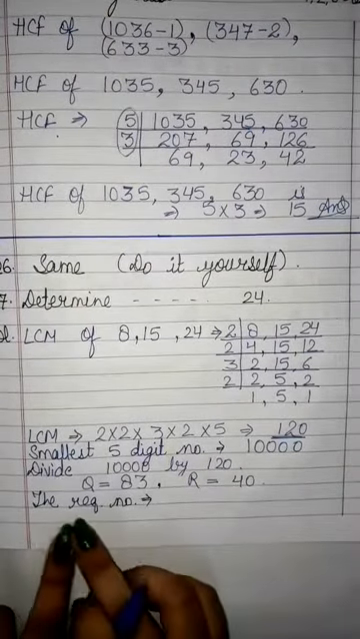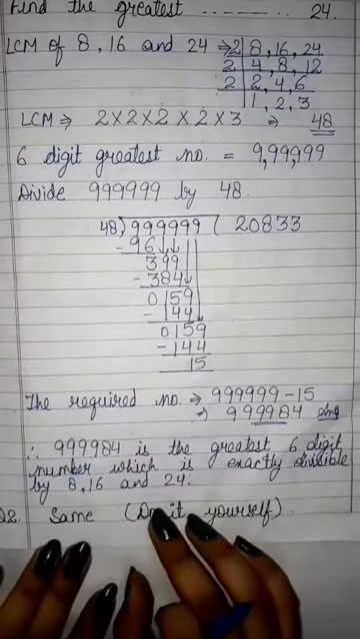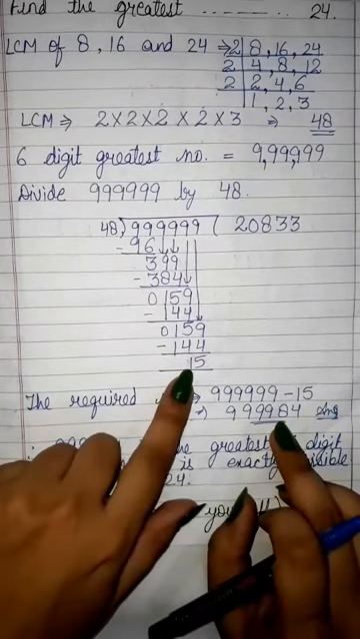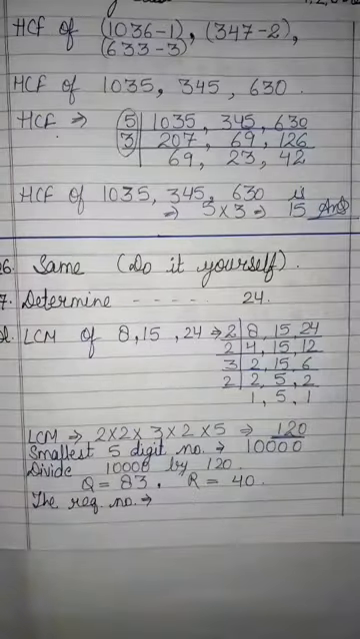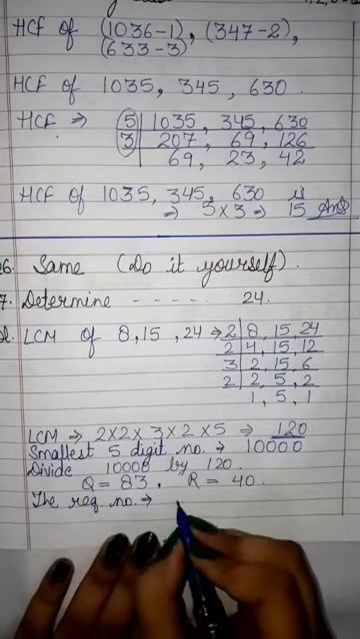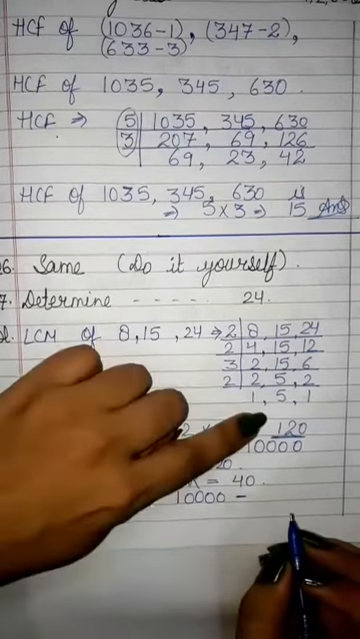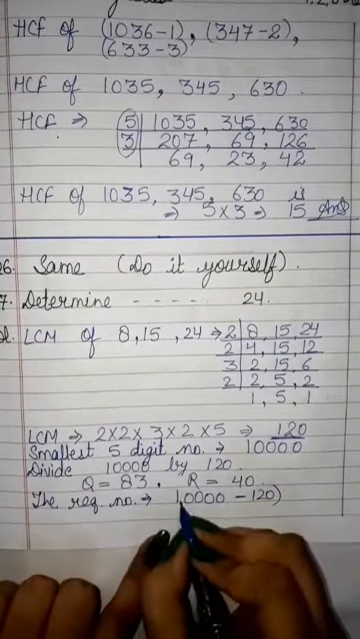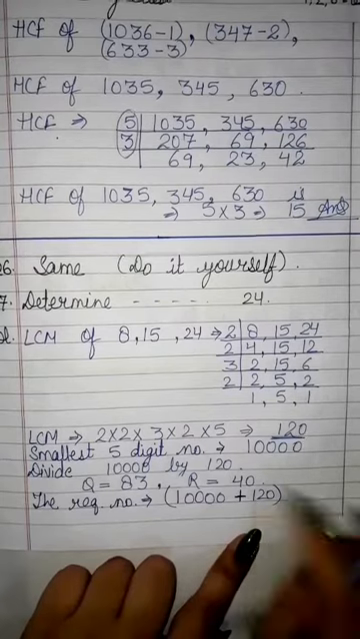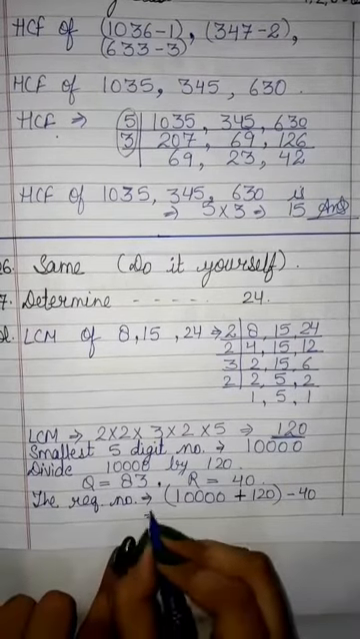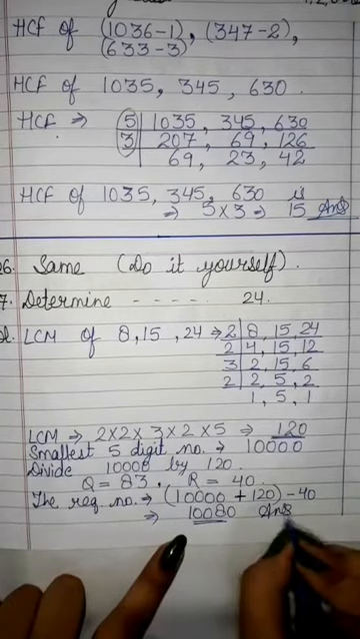See children, now to find the required number. If it is asked for the greatest number, I just turn the page, see question number 1. We had subtracted the remainder, and that was the final answer. But in this type of question, what do we do? First we write that number, 10,000. First we add the LCM, 120. Same process, the remainder we will subtract. So it will be 10,080. This is the answer.